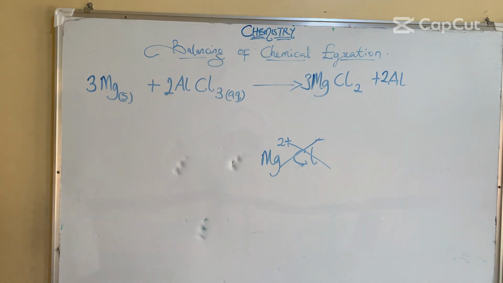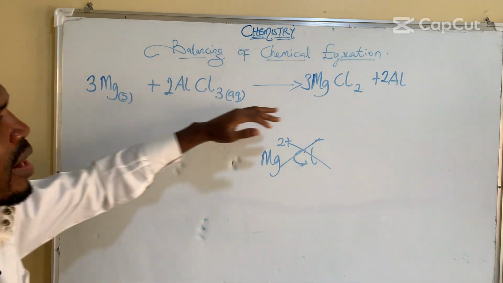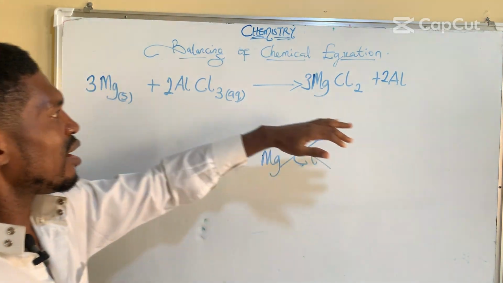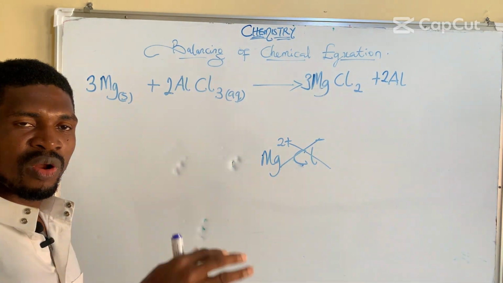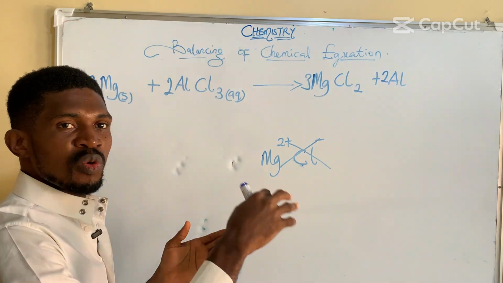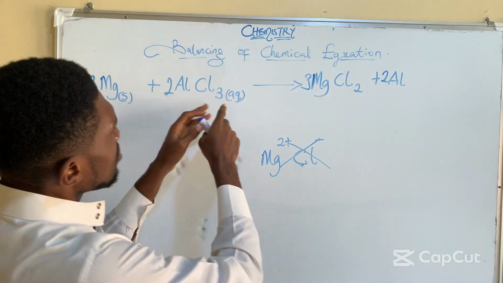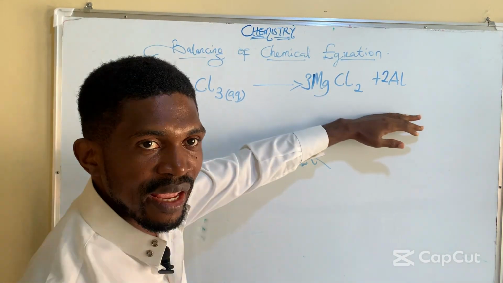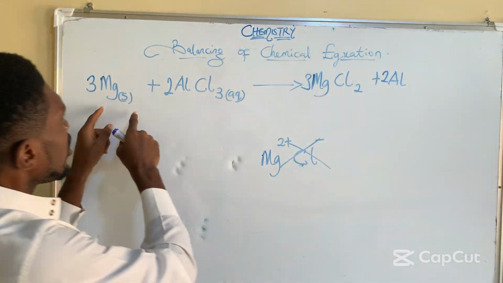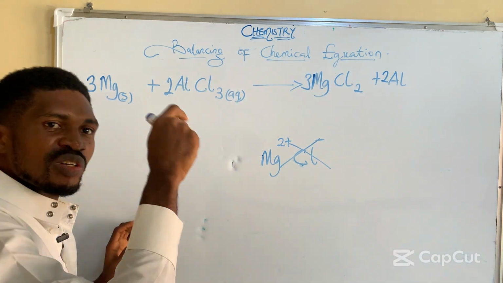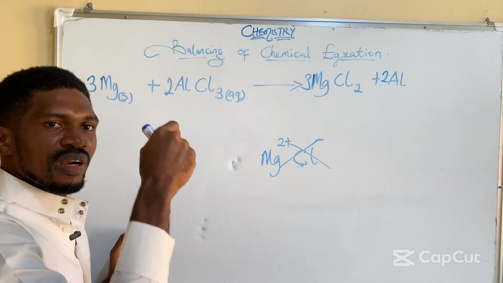So this is not rocket science. You just have to see how you can add the numbers to make sure that all the elements here are well represented here. You remember the law of conservation of matter, that matter can neither be created nor destroyed, but can be transformed from one form to another. That means that even though the reactant side is not the same thing as the product side, it has been transformed into another product entirely. But all the old elements must be represented. I mean, the number of atoms of those elements must be well represented.